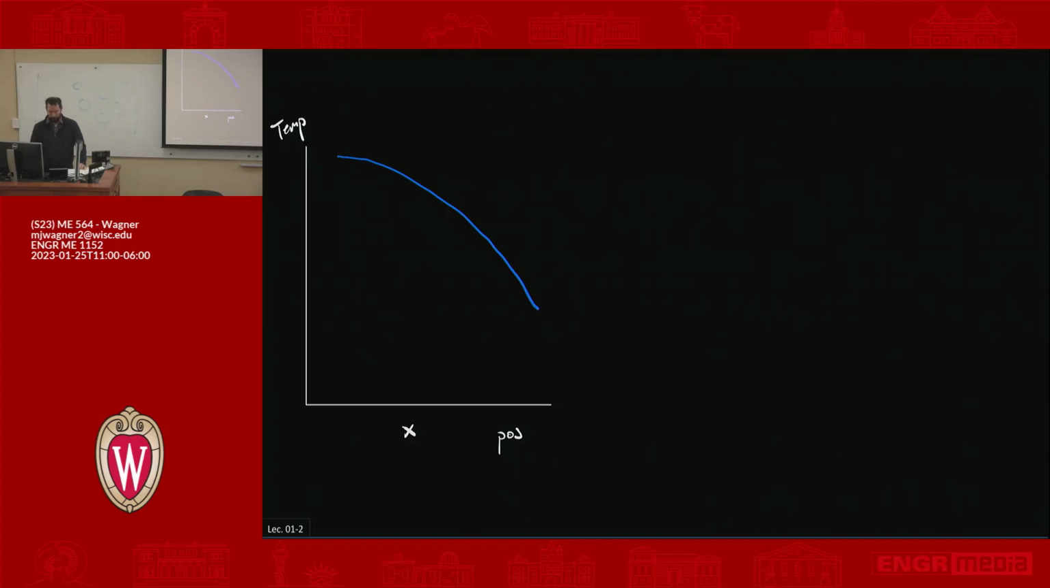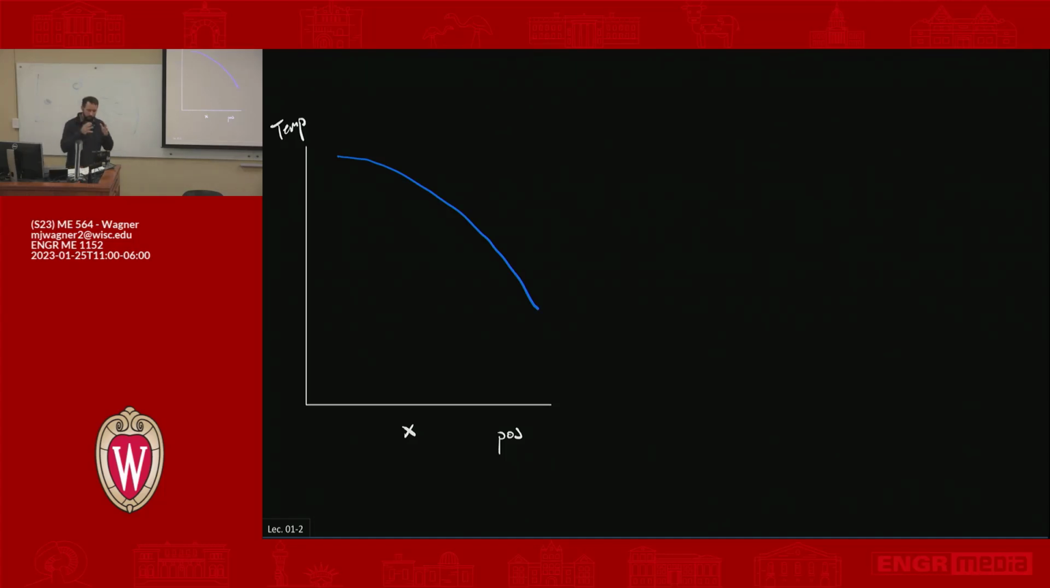So let me just draw a plot of temperature as a function of position. This will be x position. And let's say that we have some temperature profile, which I'll draw here, and it looks something like this. All right, some temperature profile as a function of position.